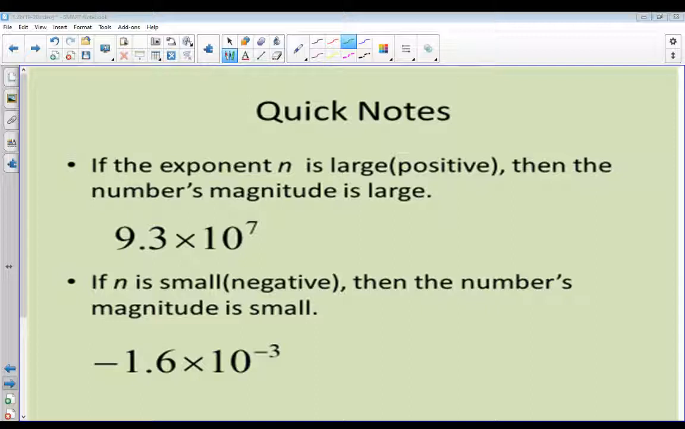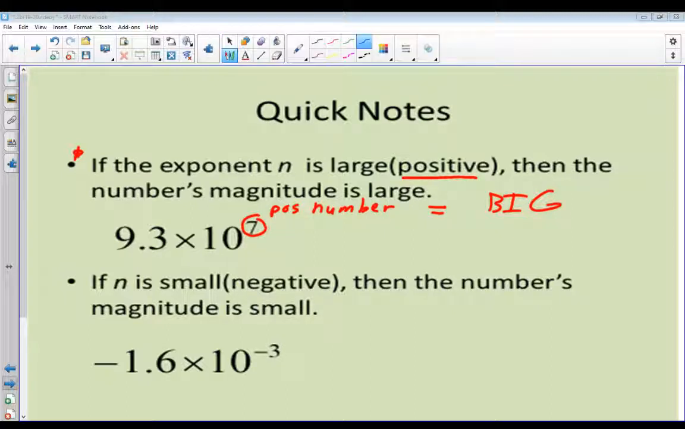A couple quick notes before I let you try an example on your own. There's usually a way to tell if your number is going to be large or small depending on the power. Like if you look at the first example, it says if the exponent is large or positive, then that means your number's magnitude is going to be large, or in this case, big. So if you notice that 7 is a positive number, then that should tell you that the original number is going to be big.